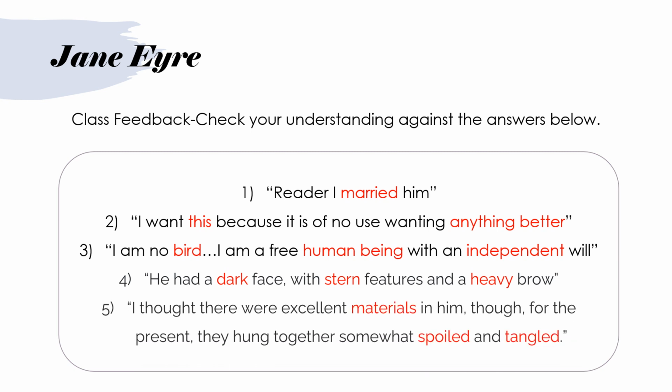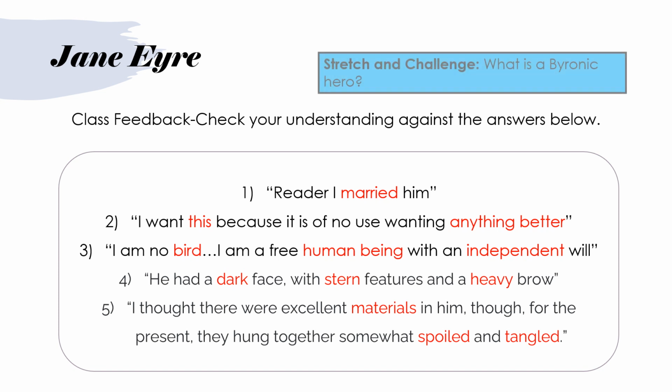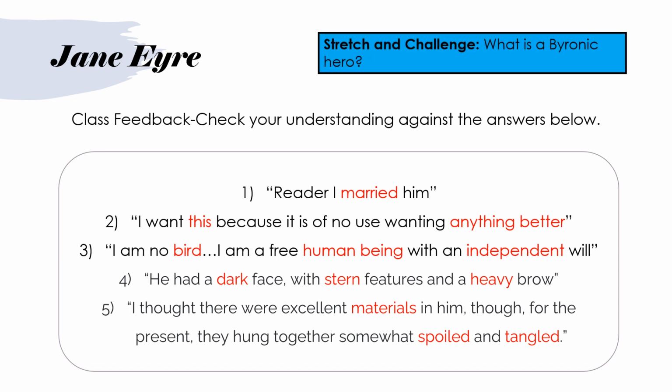Number 5, "I thought there were excellent materials in him, though for the present they hung together somewhat spoiled and tangled." Now this actually brings us on to our stretch and challenge task. So the stretch and challenge task is asking you to identify what is a Byronic hero. Now this is a really important theme when it comes to the actual understanding of the text. So if you're not sure what it means, please do look into it in a bit more detail.